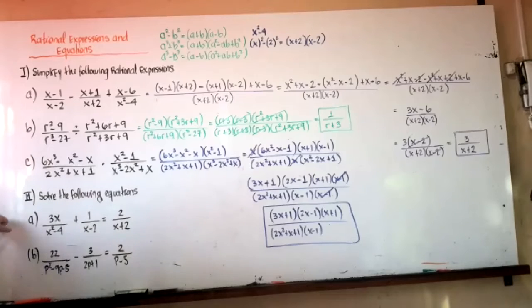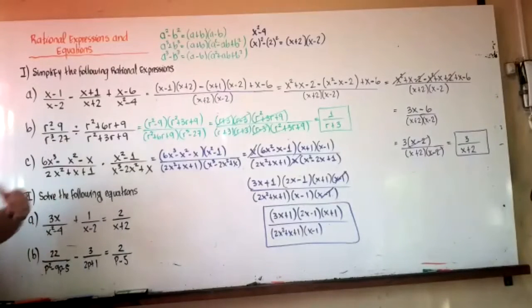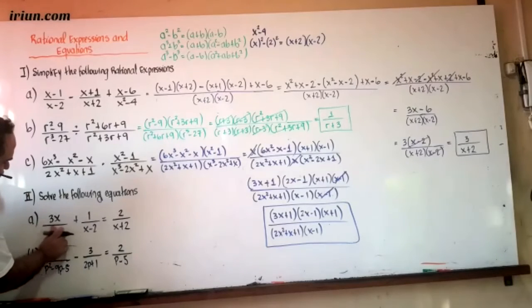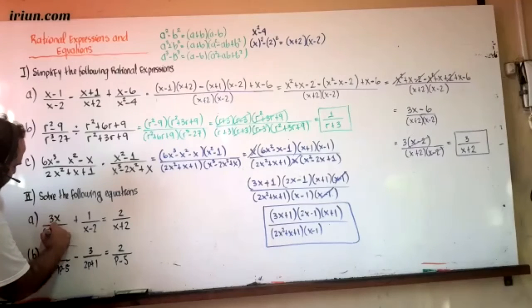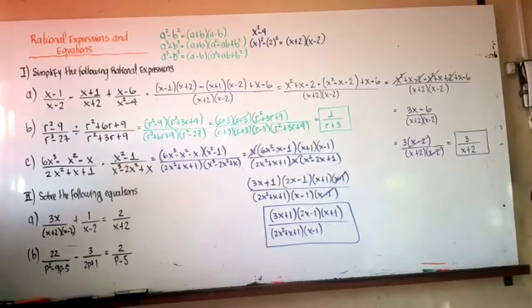Okay. In the equations, my dear students, we have 3x over x squared minus 4 plus 1 over x minus 2 equals x plus 2. Remember, the factorization of this expression, x squared minus 4, I'll do it over here because I'm out of space on this whiteboard. Remember, we applied the difference of squares. The result of the factorization will be given by x plus 2 and x minus 2.